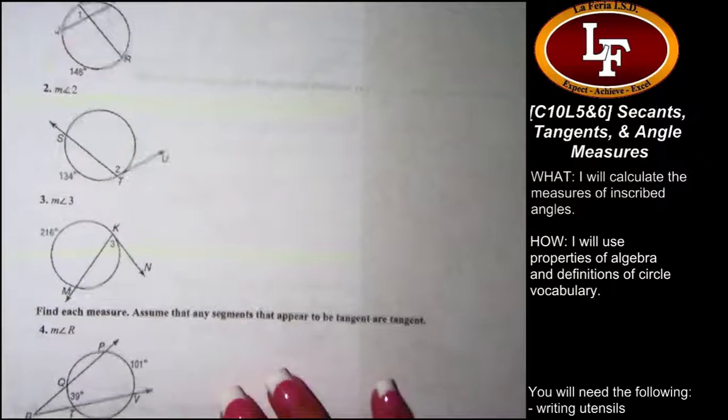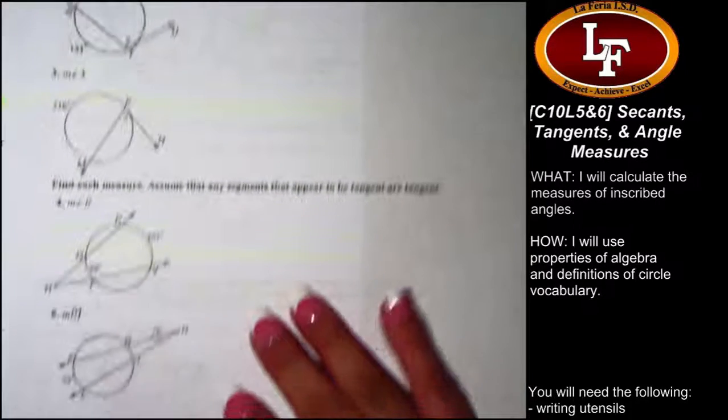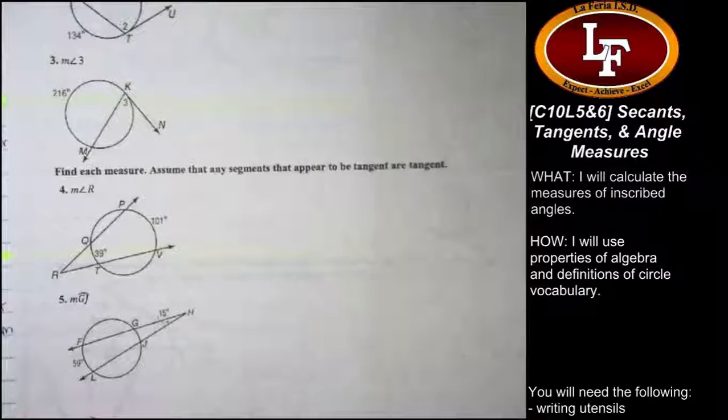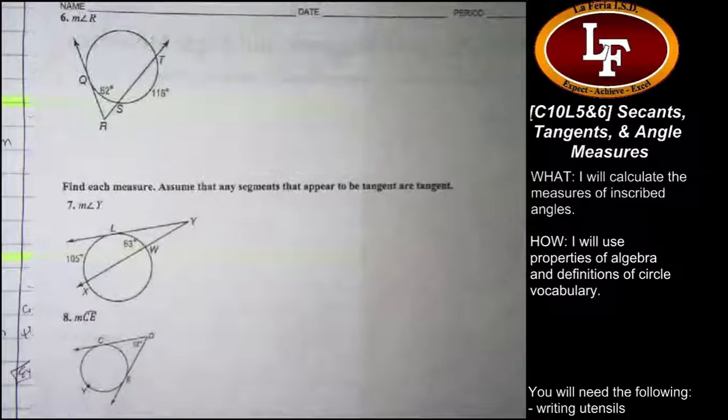Number 3 is going to be the same way. Look at number 4 and 5. Two secants, and they're intersecting where? Inside or outside? Outside. So you're going to use the outside formula? Very nice. Flip the page, look at number 6.